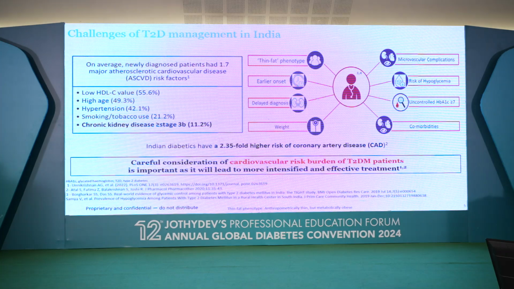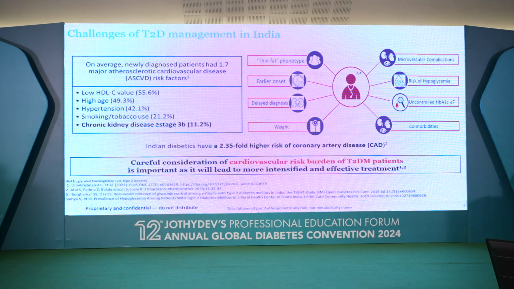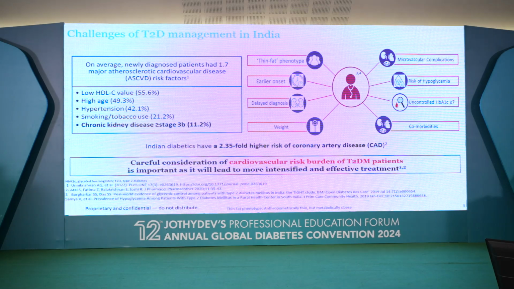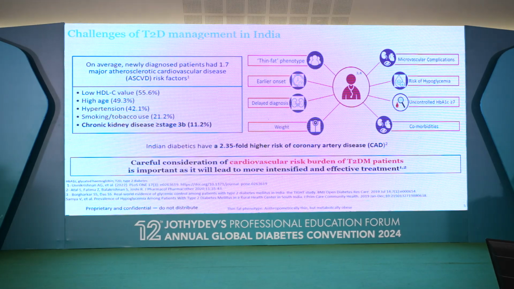And when you look at the major risk factors at play in a diabetic population, low HDL is there in 55.6%, higher age in 50%, hypertension in 40%, smoking and tobacco use in 21%, and chronic kidney disease. That's very surprising: stage 3B chronic kidney disease at the time of diagnosis is seen in 11.2% of patients. That's a very high percentage of a higher degree of CKD present even at diagnosis, when we do the albumin, creatinine and all those evaluations.